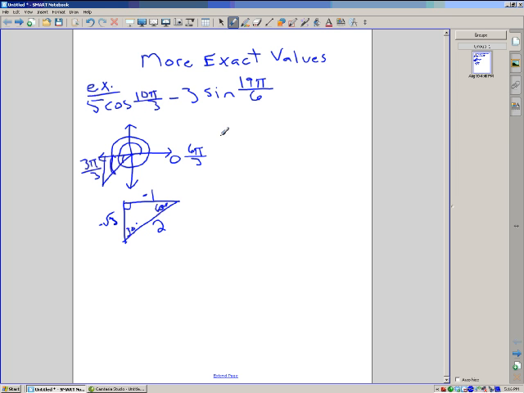I'm going to write over here what I have so far. 5 times the cosine of 10 pi over 3, which we just figured out is negative 1/2. That is not a 2. So we're going to have 5 times negative 1/2. I'm really struggling with my marker today, but I guess you can hear what I said.